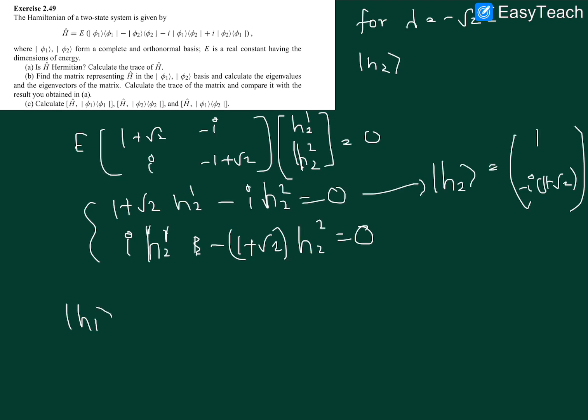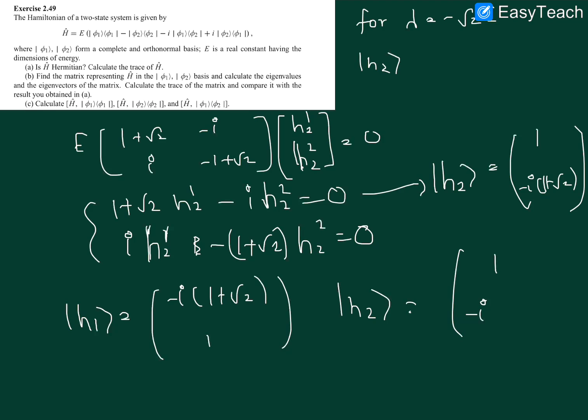So our h1 is minus i (1 plus root 2), 1. Our h2, the second eigenvector, is 1, minus i (1 plus root 2). Alright, so we have got the eigenvalues and eigenvectors for this. Eigenvalues are done, eigenvectors are done.